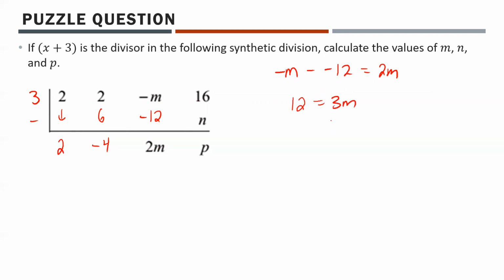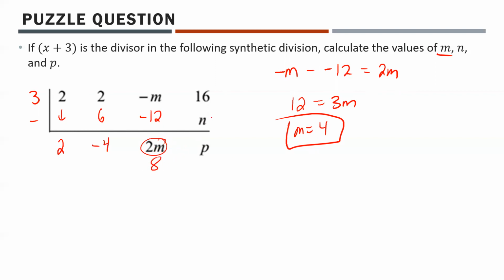And now I can solve for m, right? I can just divide by 3 on both sides. So this is going to give me m equals 12 divided by 3 is 4. Boom, look at that. I found the value of m. We got 1 down, 2 to go. So we know m is 4. Since m is 4, what do you think 2m is? Well, 2m must be 2 times 4, which is 8.